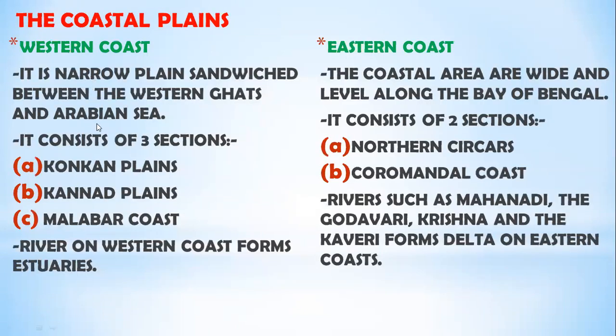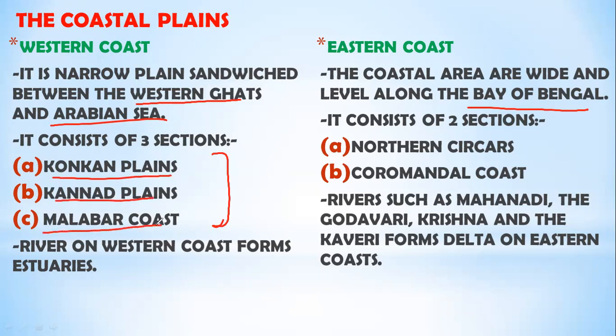So the Western Coastal Plain is sandwiched between or lies between the Western Ghats and the Arabian Sea, as I just mentioned, whereas the eastern coastal area lies between Eastern Ghats and the Bay of Bengal. The western coast is basically divided into three sections, that is the Konkan Plains, Kannada Plains and Malabar Coast. Whereas the eastern coast consists of two sections, the northern Sarkars and the Coromandel Coast. We will try to understand them through a map as well.